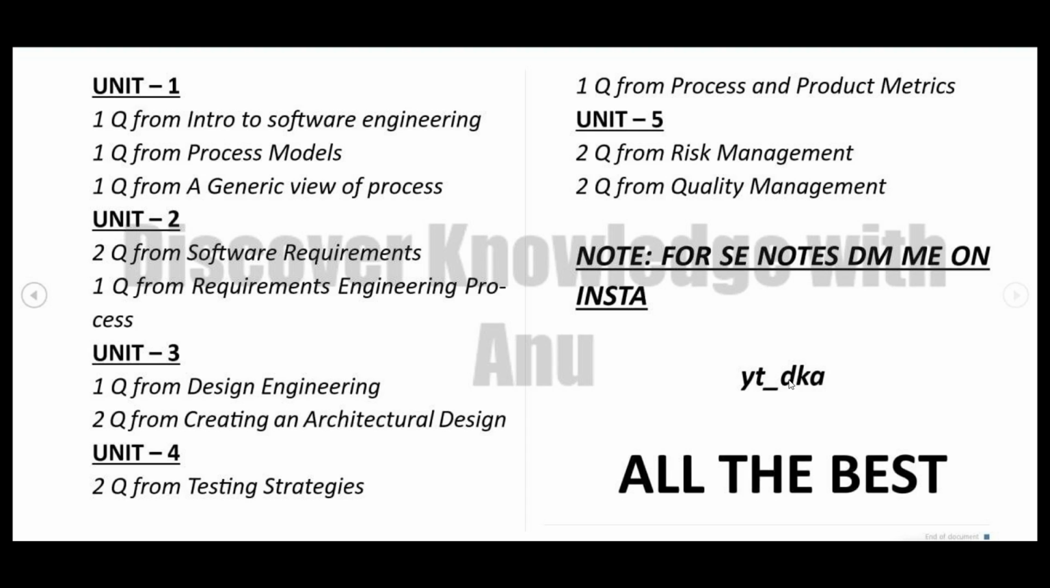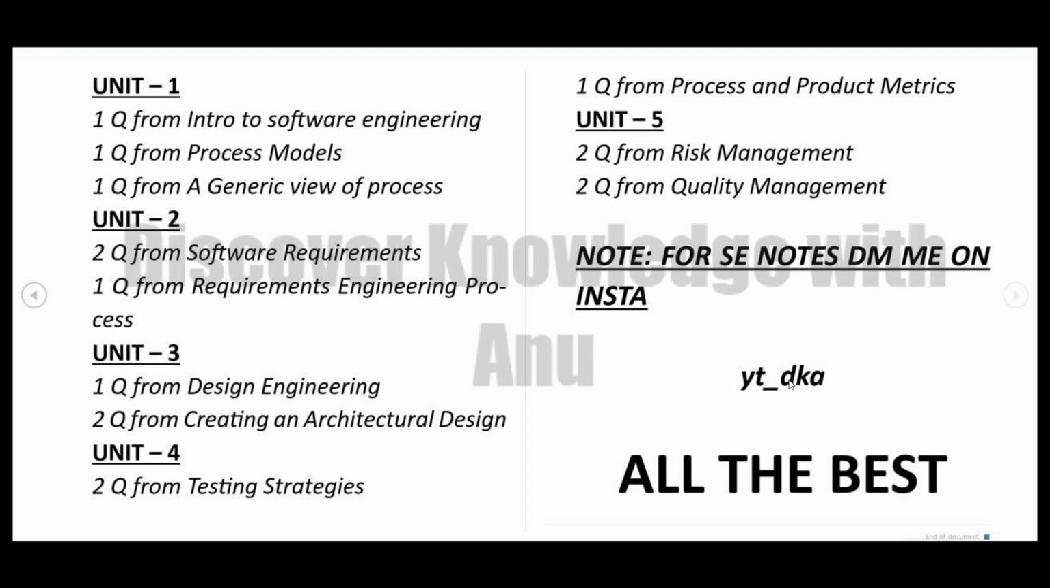Next, from unit 3, we are having 2 parts. One is design engineering, and one is creating an architectural design. One question you can expect from design engineering. The topics we are having are design process and design quality, design concepts, and the design model. So overall we are having 4 topics from the unit 3 first part, design engineering. So one question you can expect from this first part.